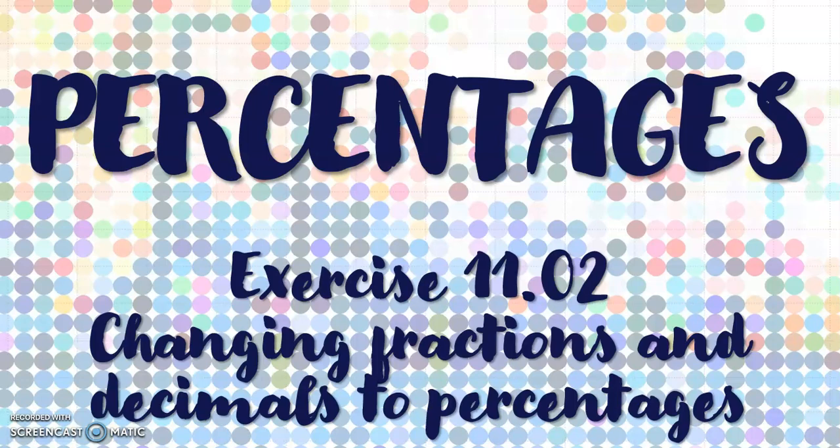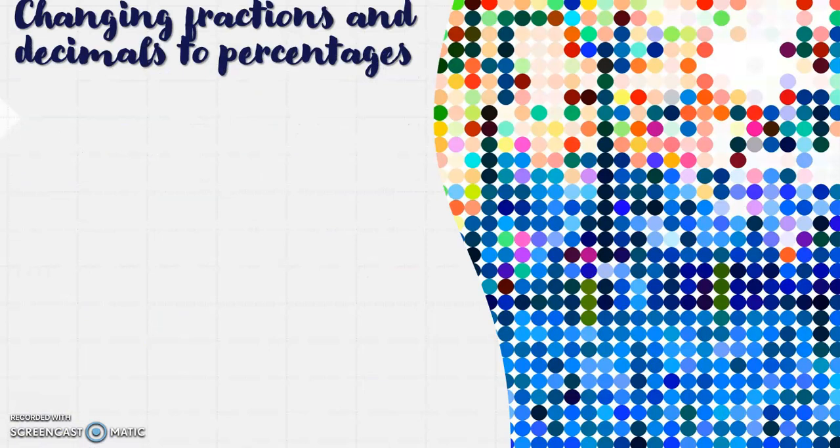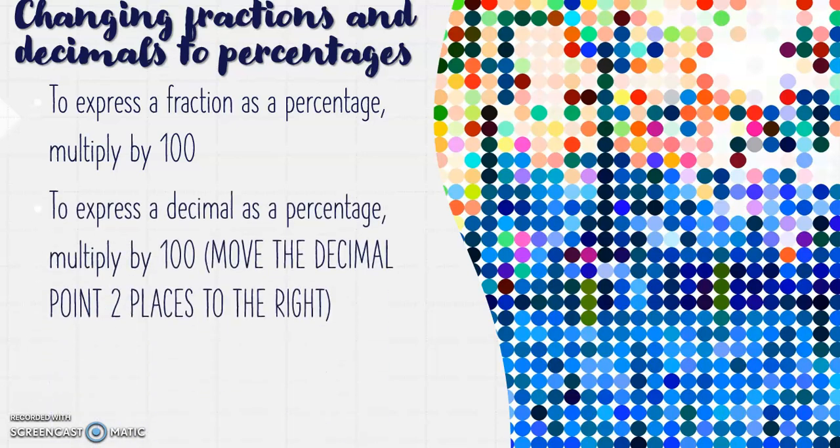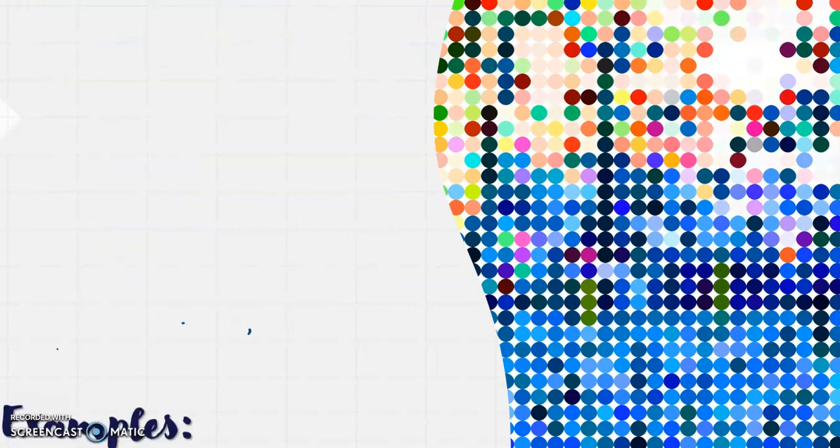So to change fractions and decimals to percentages, to express a fraction as a percentage we multiply by 100, and to express a decimal as a percentage we also multiply it by 100. When we multiply a decimal by 100 we move the decimal point 2 places to the right.